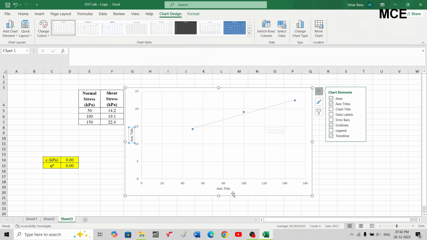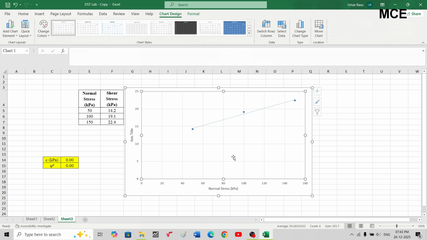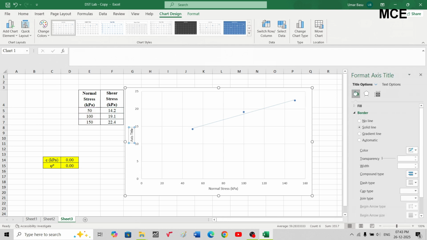For horizontal it's the normal stress, normal stress in kilopascal, and for the vertical it's the shear stress in kilopascal.